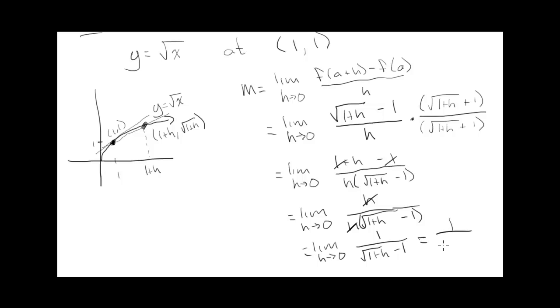So you get 1 over, sorry, this was a plus. So you get 1 over 2. So you get 1 over 2. Okay, so that's the slope. m is equal to 1/2.